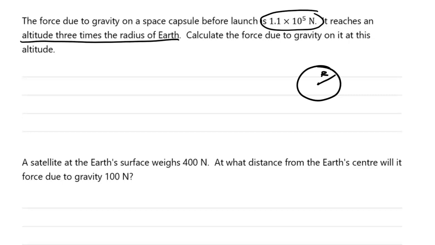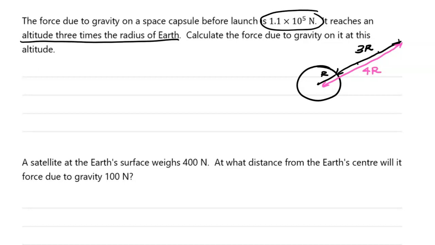So we'll call that r. If the altitude is 3 times that, we're going to have 1, 2, 3. This distance from the surface here is 3r. But that's not the value that we're interested in. The one that we're interested in is this total distance here. So what we've done is we've changed that value from being r to 4r.